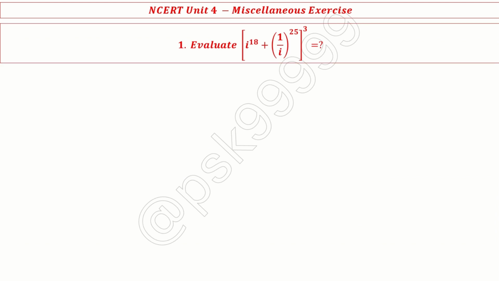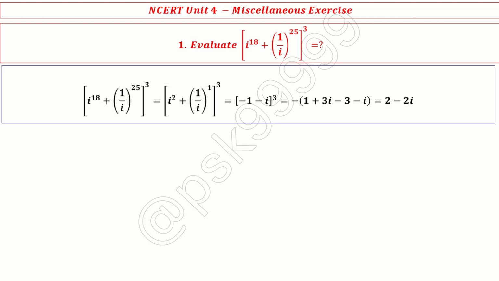Let's do the miscellaneous exercise part in the NCERT book also. i to the power of 18 plus 1 by i to the power of 25, whole cube. This is again simplification only. i to the power of 18 you can write as i square, plus 1 by i to the power of 25, which you can write as 1 by i to the power of 1. i square is minus 1, and 1 by i is minus i. If you replace it, what I will get is minus 1 minus i whole cube. Now you apply the a plus b whole cube formula here, and you will get 2 minus 2i.